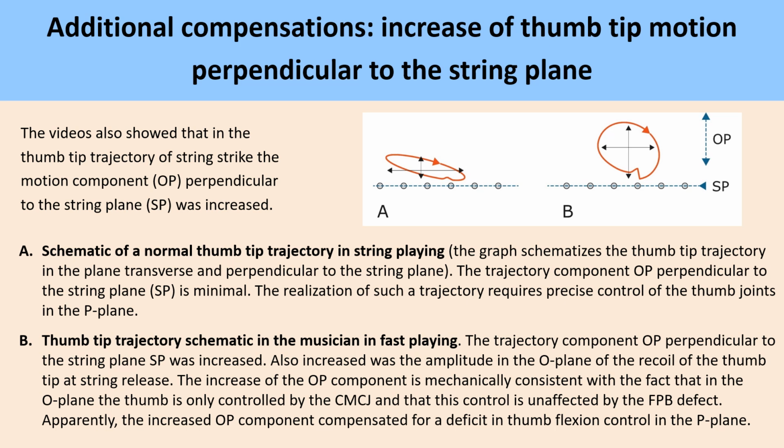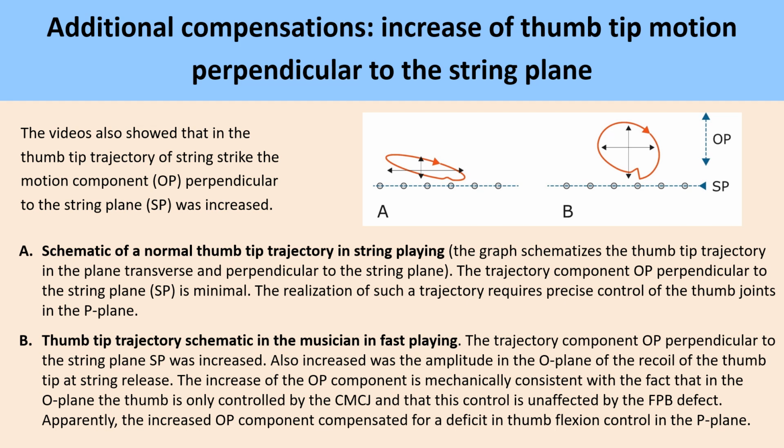The realization of such a trajectory requires precise control of the thumb joints in the P plane. B. Thumb tip trajectory schematic in the musician in fast playing. The trajectory component OP perpendicular to the string plane was increased. Also increased was the amplitude in the O plane of the recoil of the thumb tip at string release.